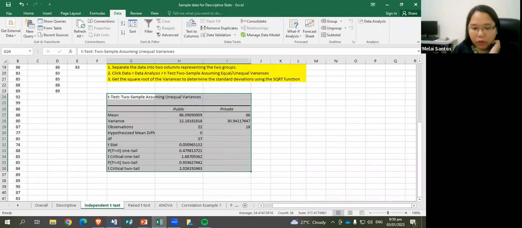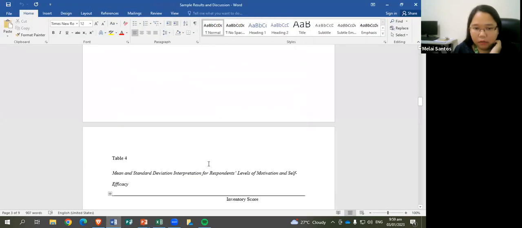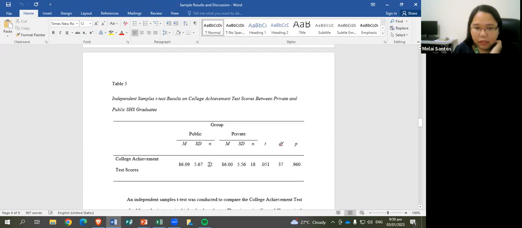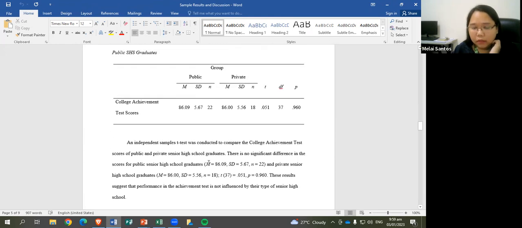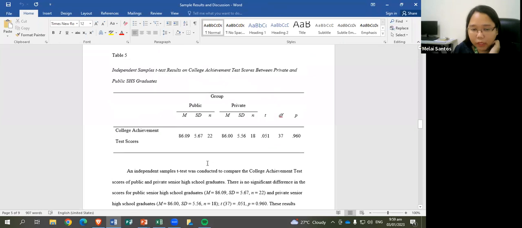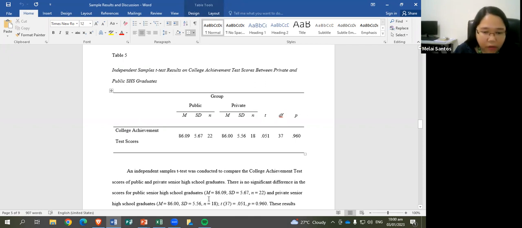Now, we go back to your Word file. Significant difference. Independent samples t-test. For the independent samples t-test, we will need the mean of each group, the standard deviation, and the sample population per group. We will also be needing the t-value, the degrees of freedom value, and the p-value. Now, where are they? Let's go back here.